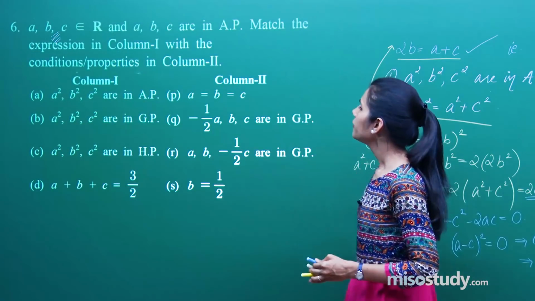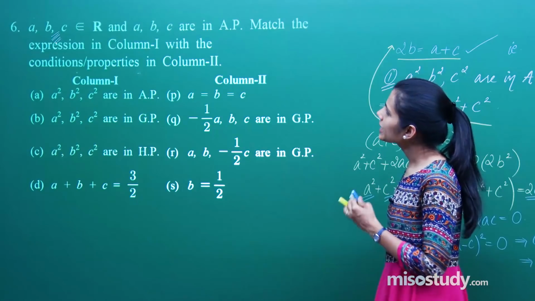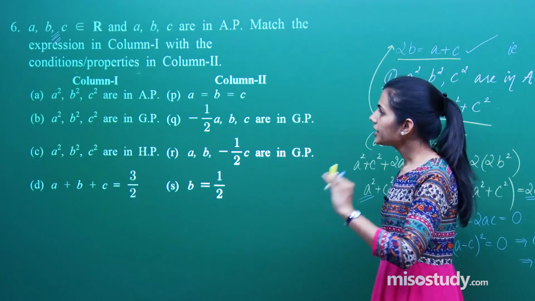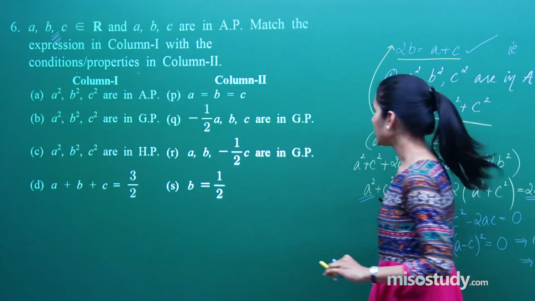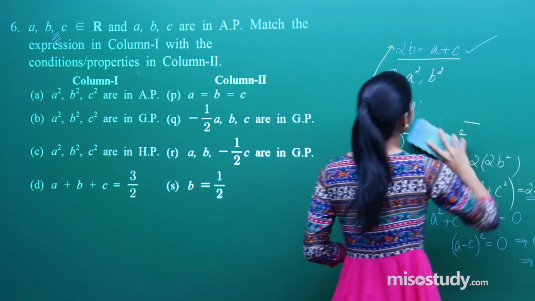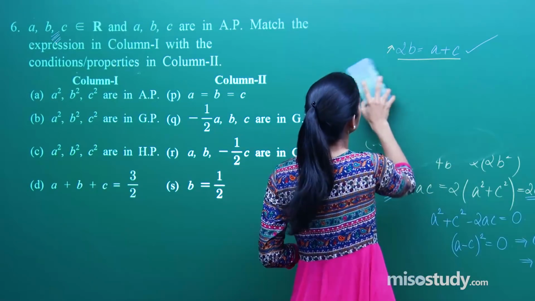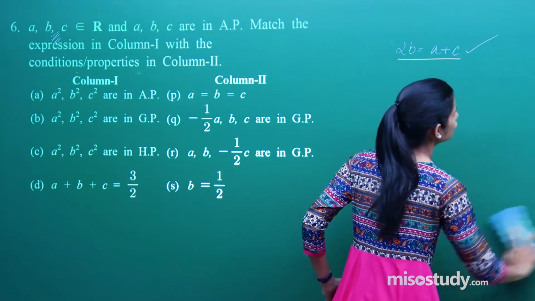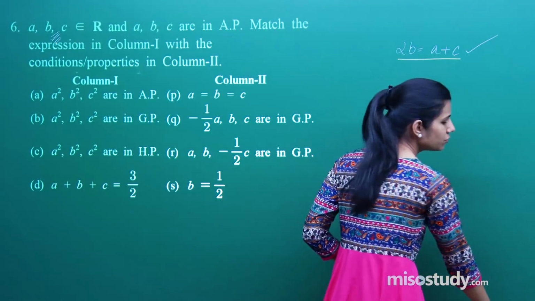In the next option, it says that A, B, C are in AP already, which is a universal given condition. Along with it, A square, B square, C square are in GP now. So A, B, C are already in AP and I am being given that A square, B square, C square are in GP. Let's try to deal with this.